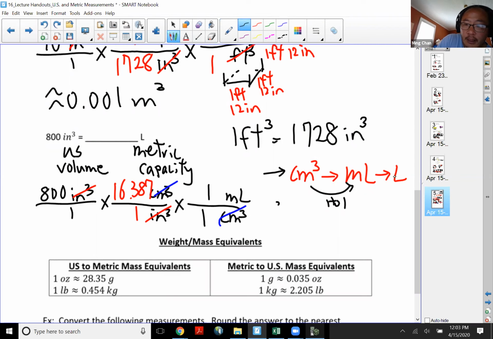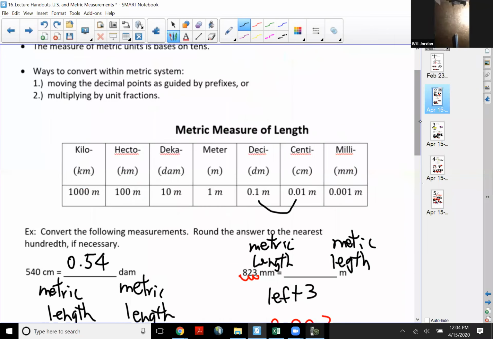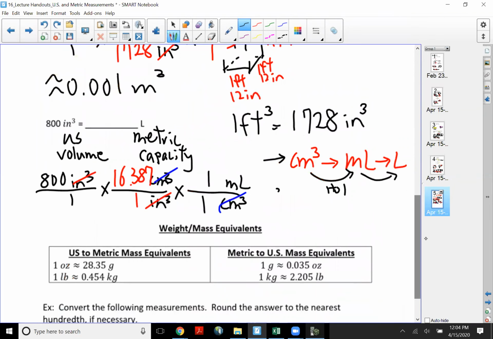And go from milli to liter. We just move our decimal. This is metric capacity to capacity. So how many places would I move? From milliliter to liter. That's actually what? 3 places to the left. So at the end, I need to move left 3 places.